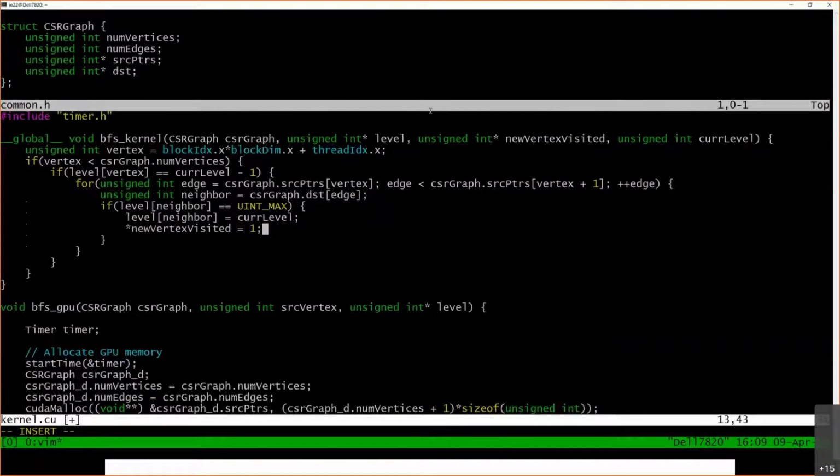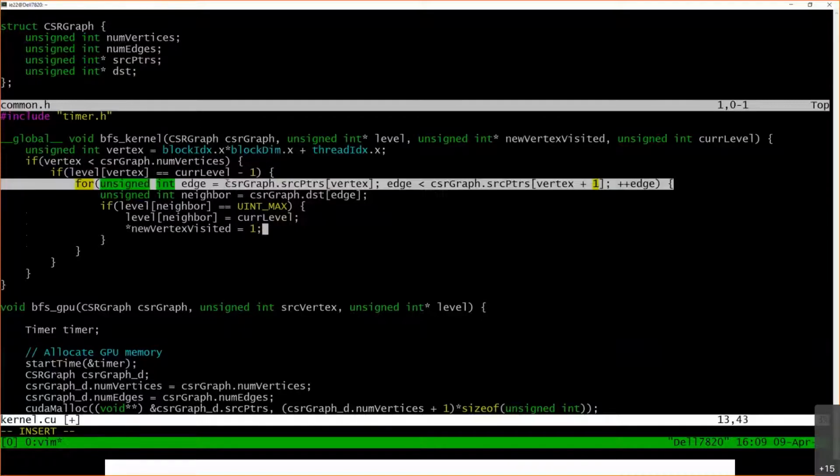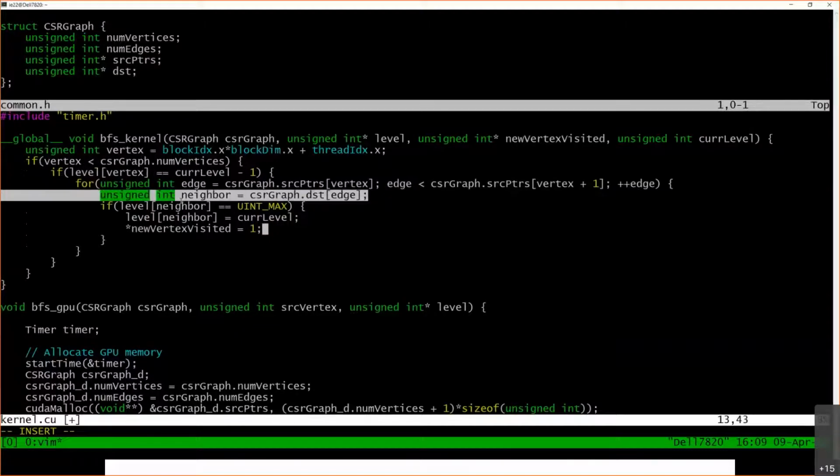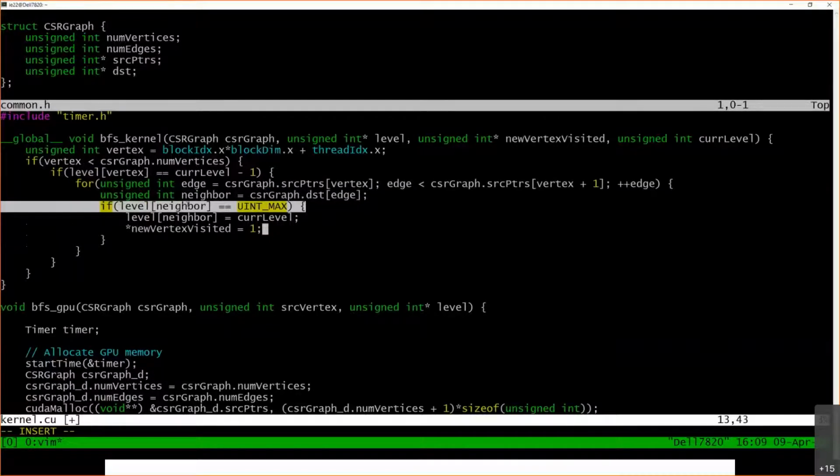Okay, so to summarize, I assign a thread to every vertex. I check if the vertex is in the previous level. If the vertex is in the previous level, I loop over its neighbors. And for each neighbor, I check if the neighbor has not been visited. If the neighbor has not been visited, I mark the neighbor as being part of the current level. Okay, any questions about this? Is it clear to everyone?